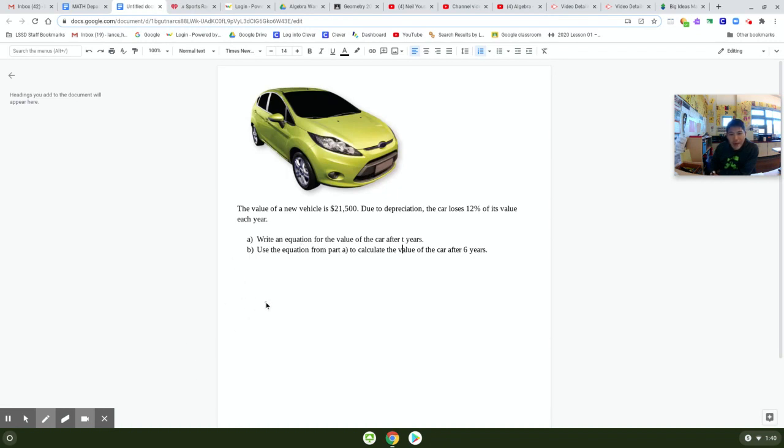So on part A, I want to write the equation for the value of the car after T years. So on part A, my equation should look like this. Y is equal to A times a quantity 1 minus R, all of that raised to the T power. We just need to figure out all the different parts of the equation. So remember, A is the initial or starting value. So in this case, A was the value of the car to begin with, 21,500.